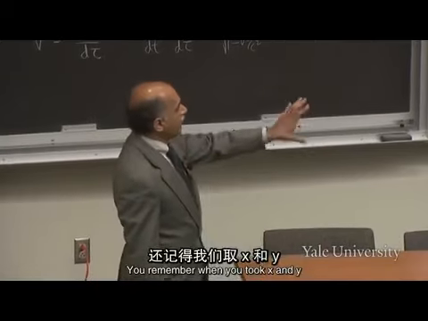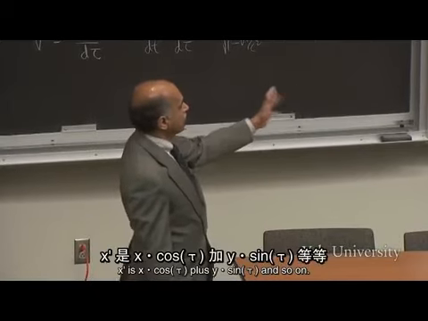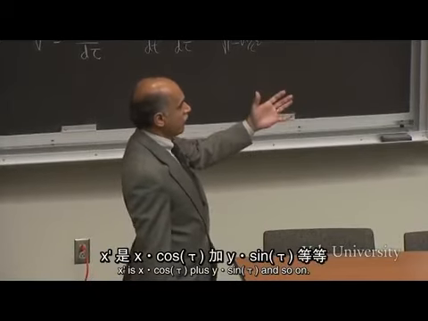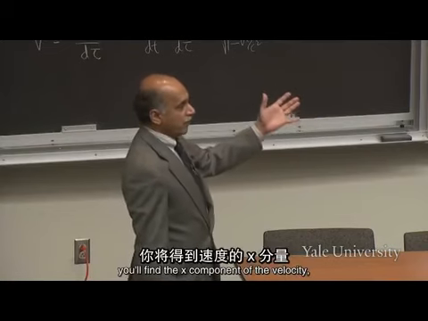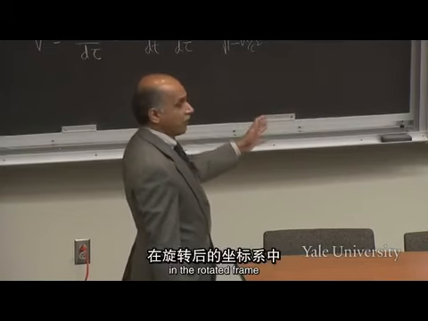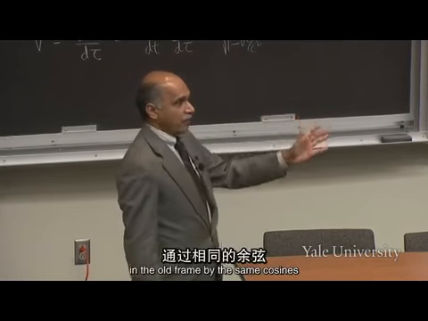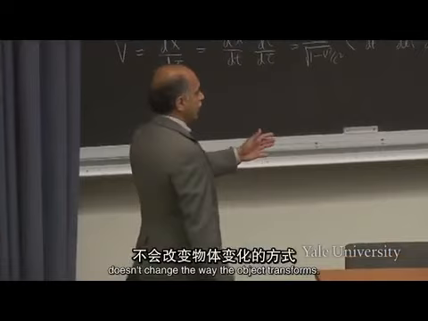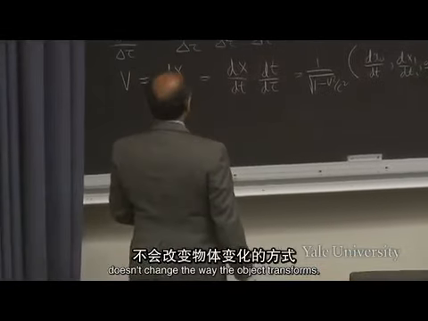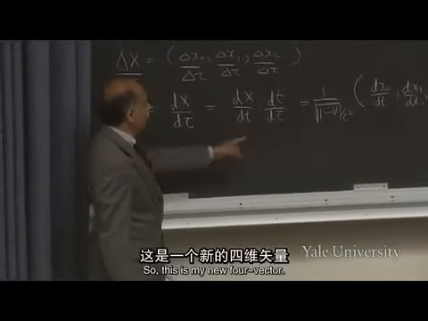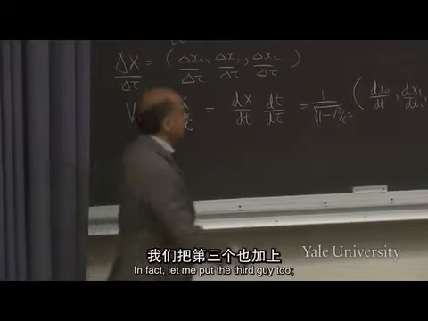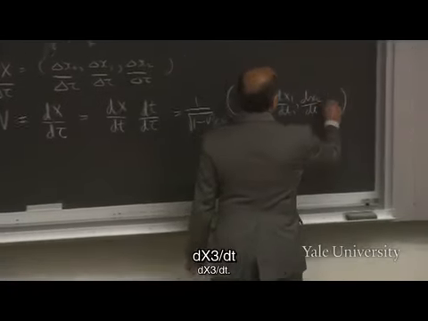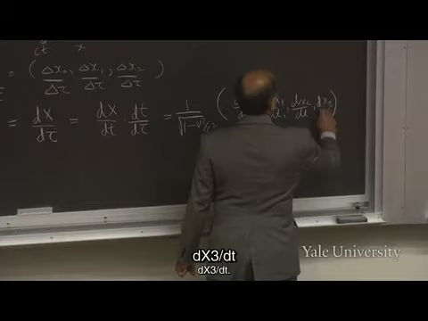You remember when you took x and y and you rotated the axis, x prime is x cosine theta plus y sine theta and so on. If you take time derivatives, you'll find the x component of the velocity in the rotated frame will be related to the x and y in the old frame by the same cosines and the same sines, because the act of taking derivatives doesn't change the way the object transforms. So this is my new 4-vector. In fact, let me put the third guy too, dx3/dt.